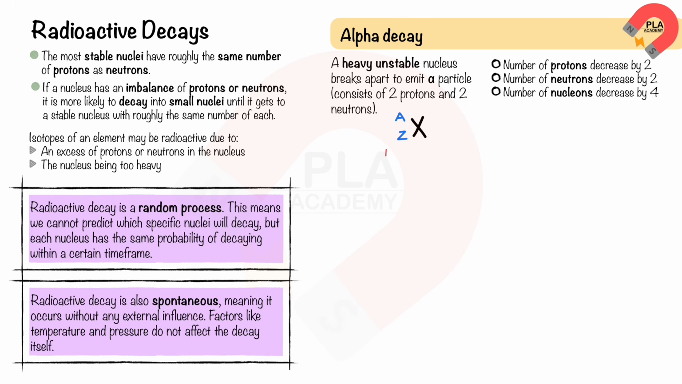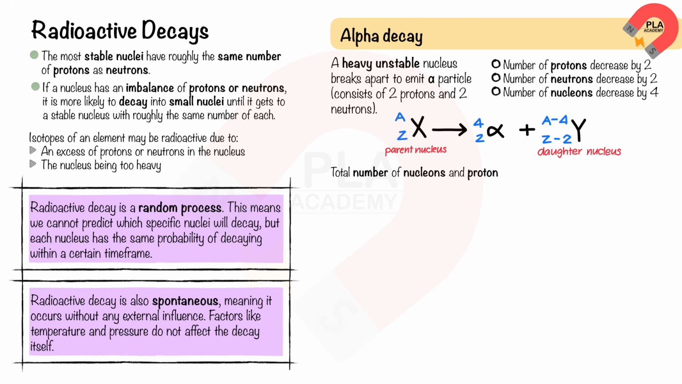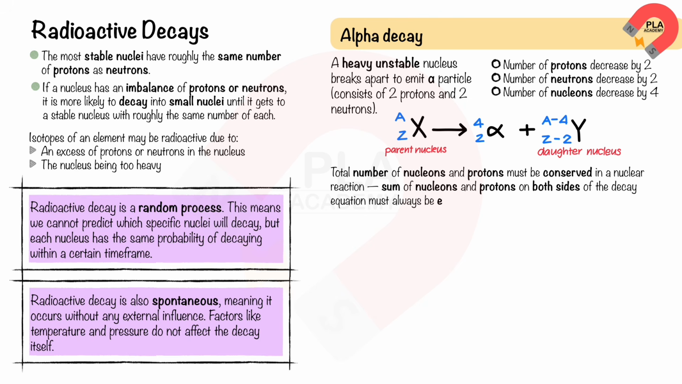Parent nucleus X with atomic, or proton, number Z, and mass, or nucleon, number A, undergoes alpha decay, emitting an alpha particle and transforming into a new daughter nucleus, Y, with 2 fewer protons and 4 fewer nucleons. It is important to remember that the total number of nucleons and protons must be conserved in a nuclear reaction. This means the sum of nucleons and protons on both sides of the decay equation must always be equal.